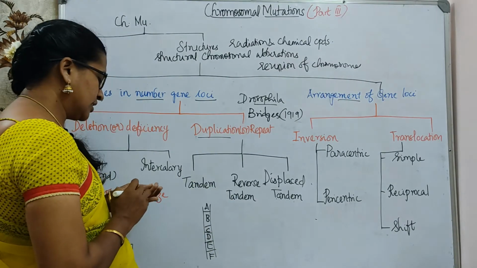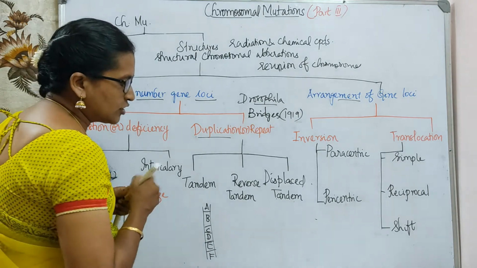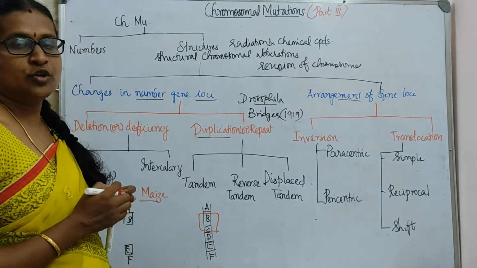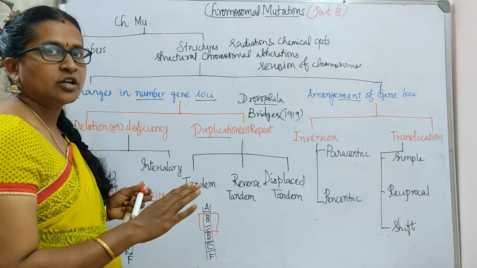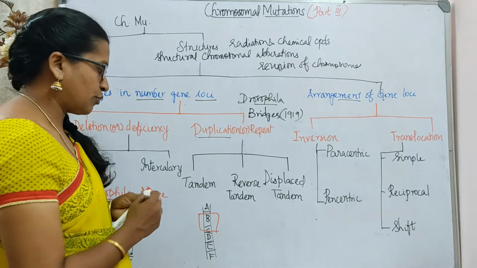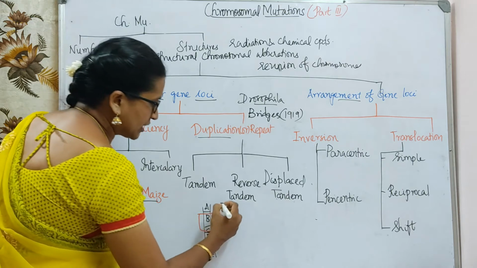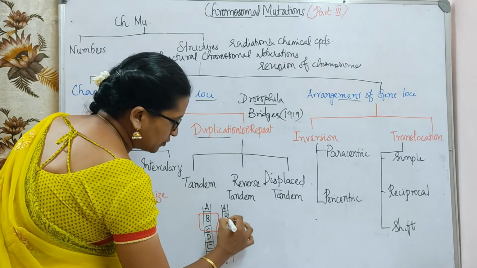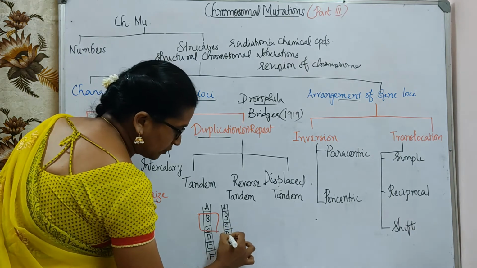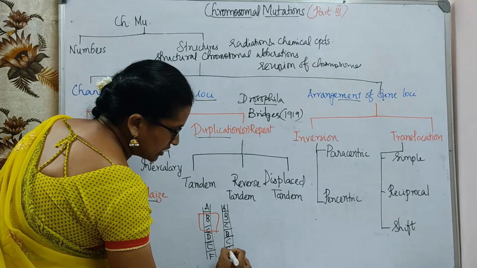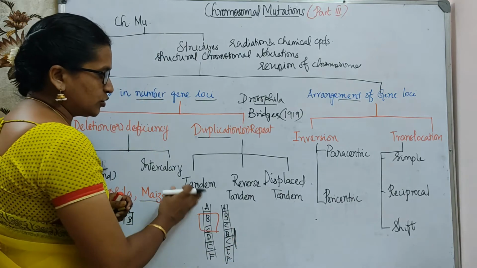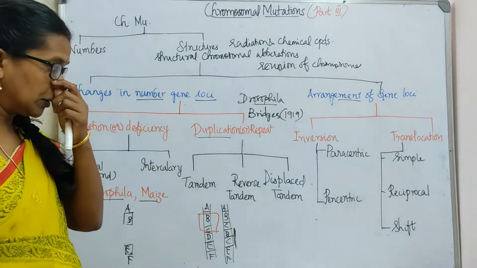So let us consider the same letters as here. So B and C are getting duplicated. Duplicated means it is going to have another copy of it. So what will happen here? In tandem, it will be A, B, C, again B, C, D, E, F. So it is getting duplicated here. This is called tandem duplication.